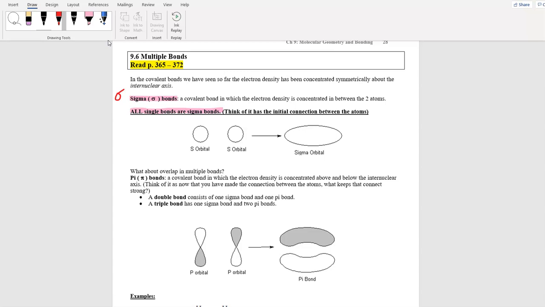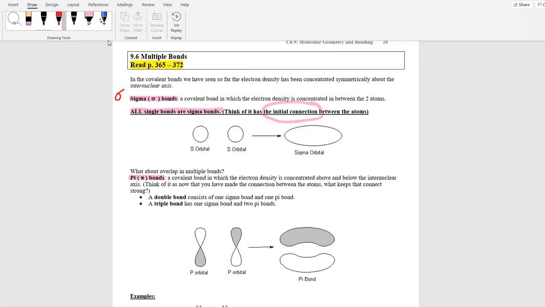What about overlap if you have multiple bonds? So with a single bond, you have to think of it as that initial connection between the atoms. It's like that glue that keeps the atoms together. That's the initial connection. But what makes the bond stronger are pi bonds. So doubles and triple bonds, when you have multiple bonds, they're called pi bonds.